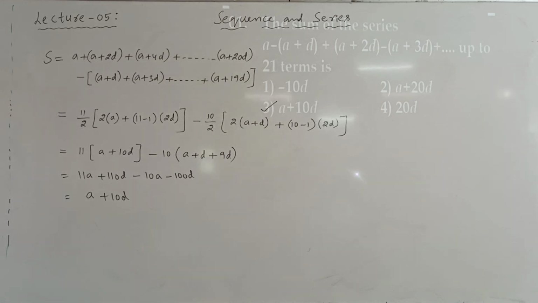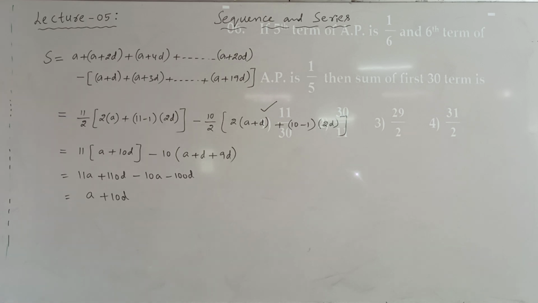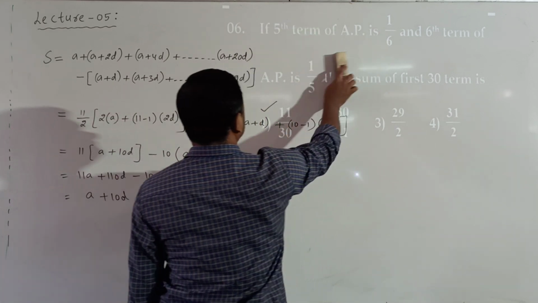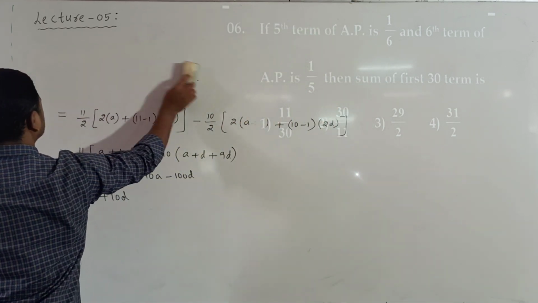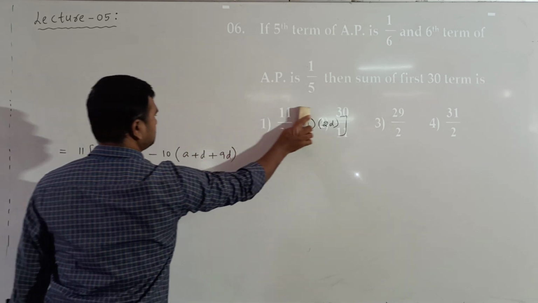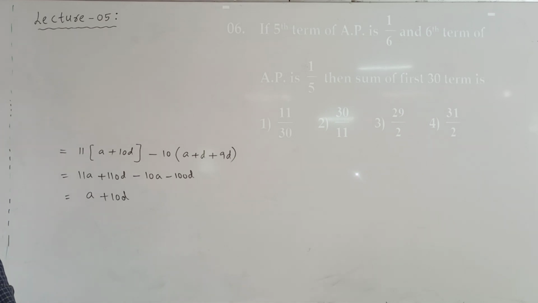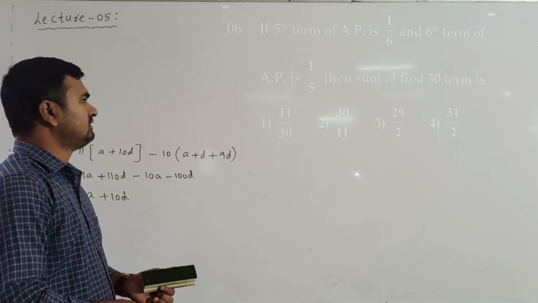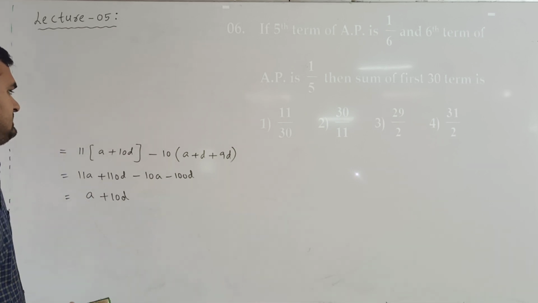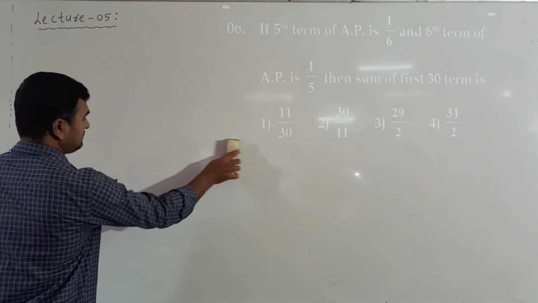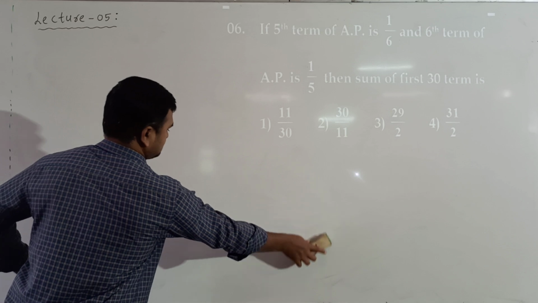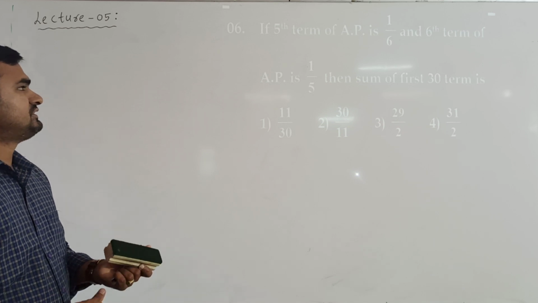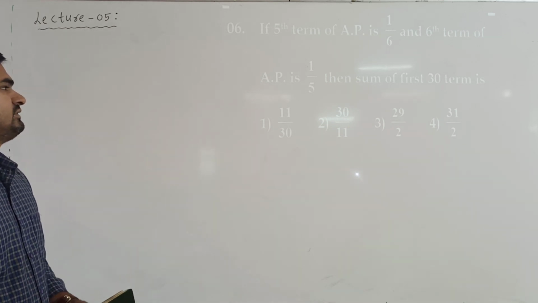Now let's see the next question. The fifth term of an AP is given as 1 by 6 and the sixth term of the AP is 1 by 5, then the sum of first 30 terms is. So in an arithmetic progression, we need the sum of the first 30 terms. Now what is the condition given? Fifth term is 1 by 6 and sixth term is 1 by 5.